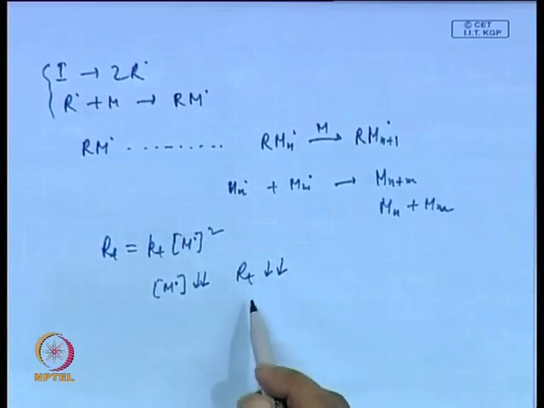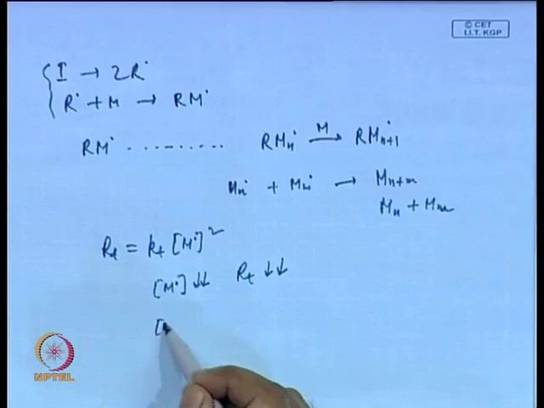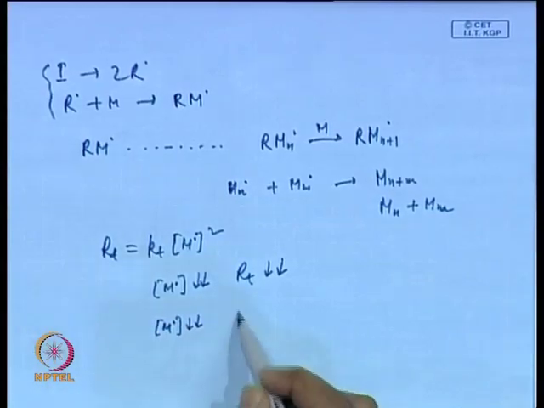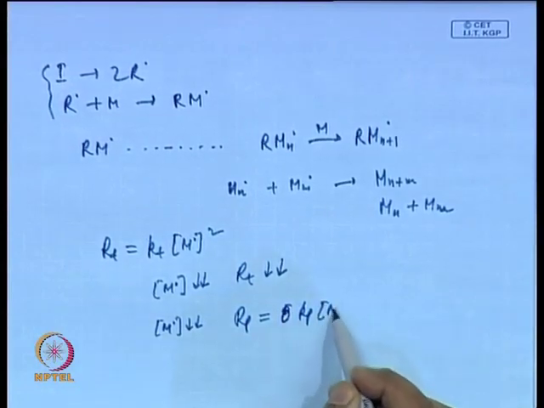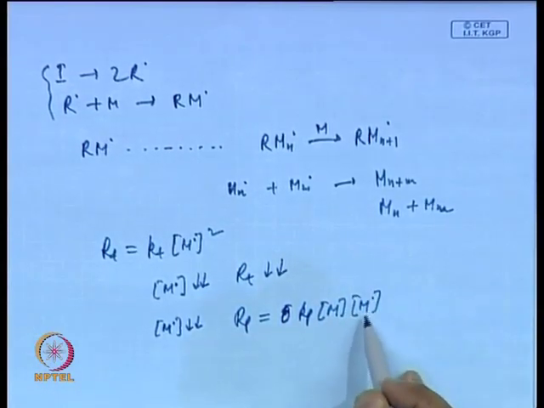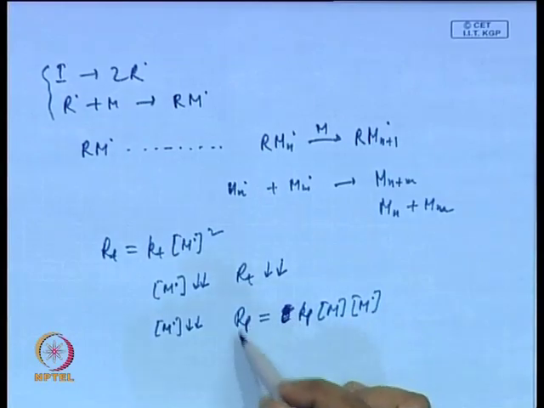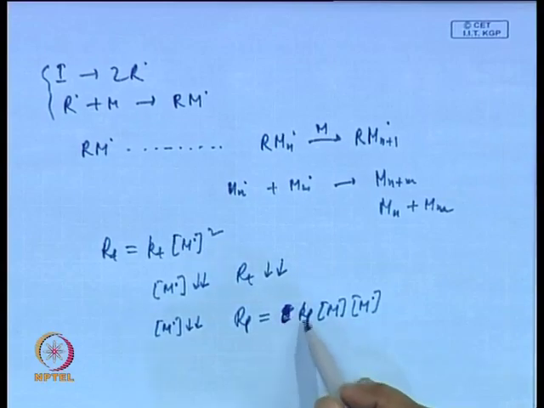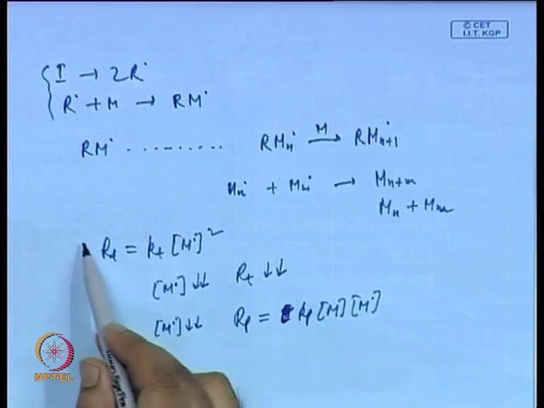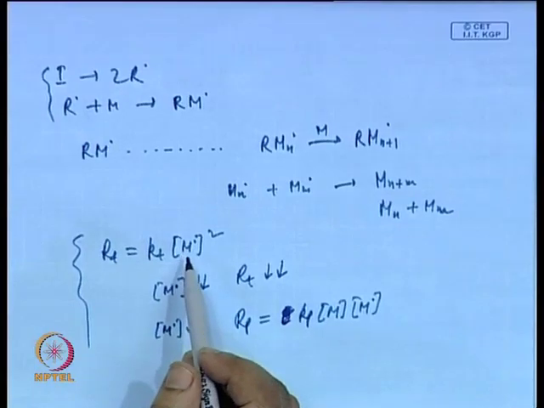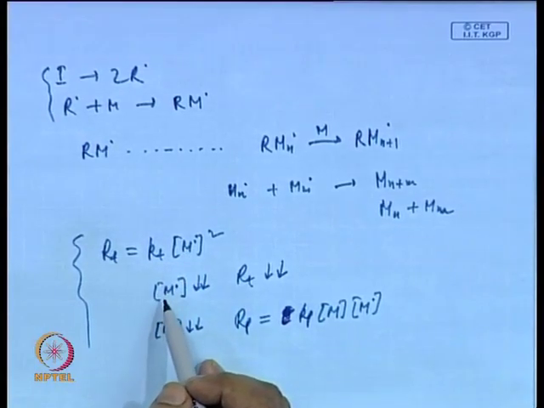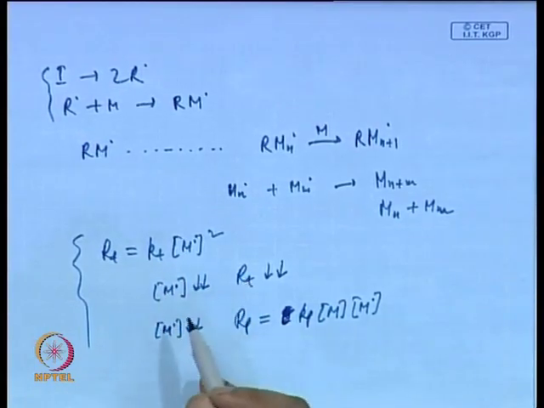Now, that is one thing. If M dot is very low, then what is R p? R p, we also know, is k p times M dot. If this is very low, then the rate of polymerization also will be lower compared to a normal radical polymerization. So if you can bring down the concentration of radicals, that ensures that the termination reaction is much lower, or basically insignificant.